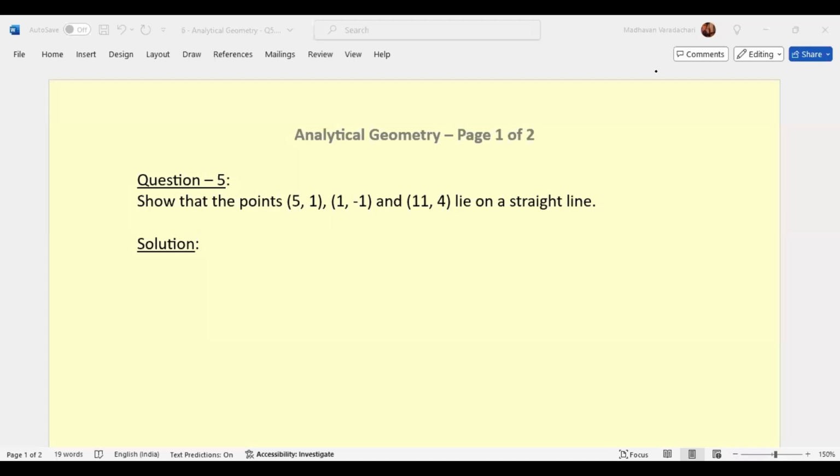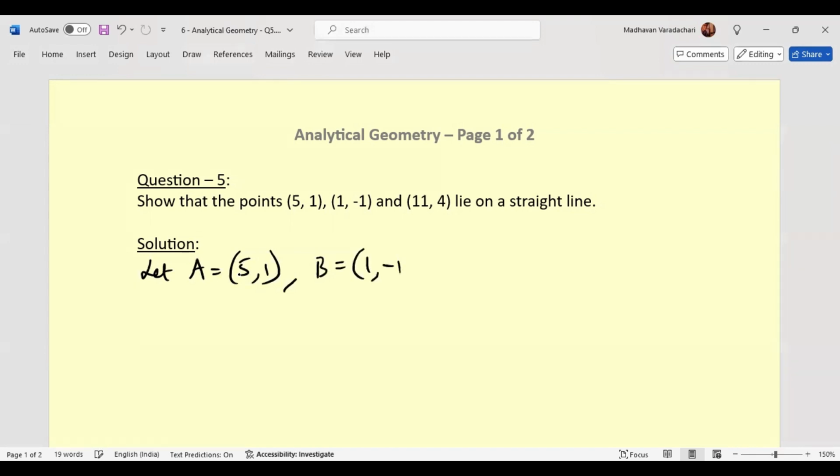Hello everyone. This is in continuation to our topic analytical geometry. This is question 5 where we need to show that the points (5, 1), (1, -1) and (11, 4) lie on a straight line. So let us first consider, let A be the point (5, 1), B be the point (1, -1) and C be the point (11, 4).